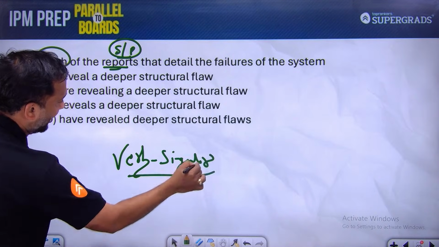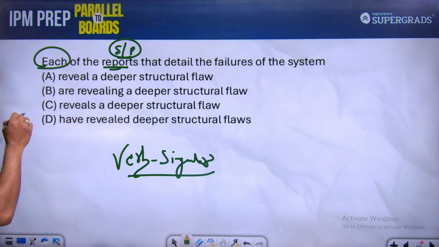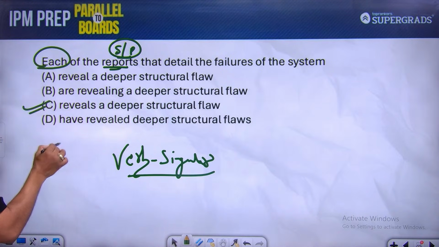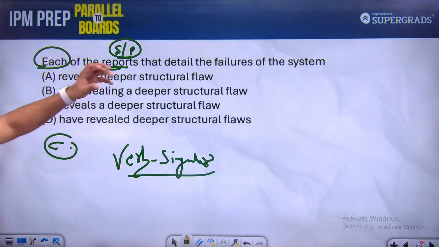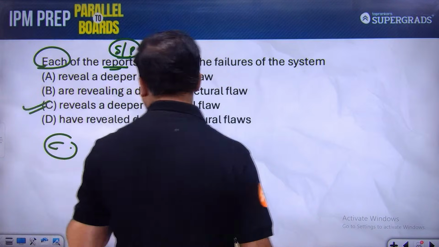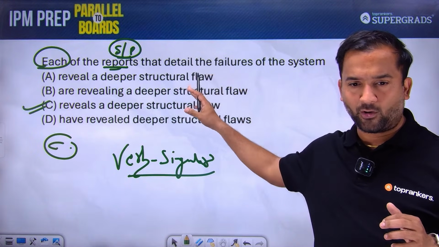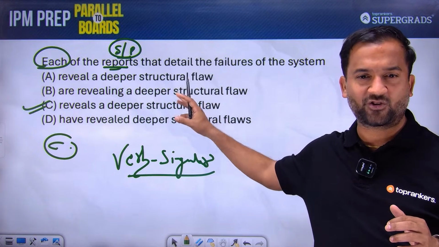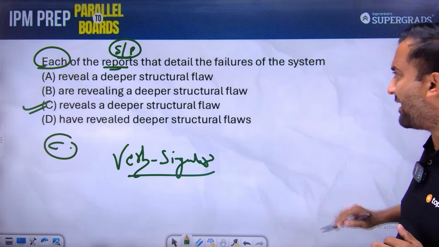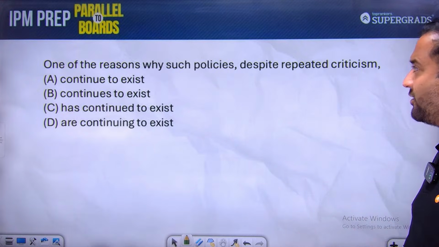Where do I see that, students? I see that in only option C. Each of the reports that detail the failures of the system reveals a deeper structural flaw. So C must be the correct answer for this question.